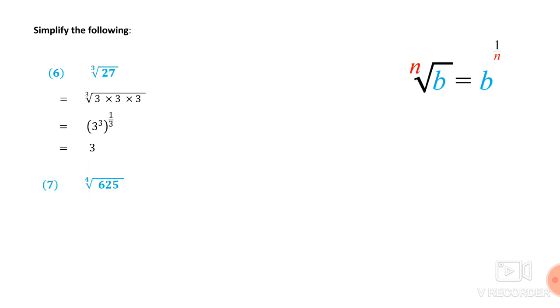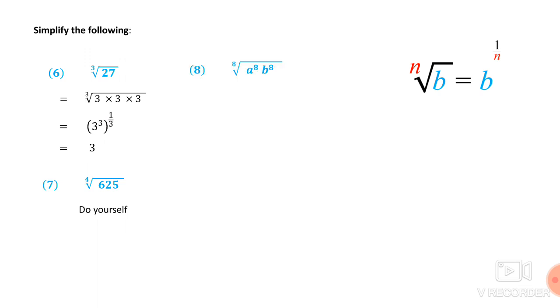Part 7, fourth root of 625. First of all, make the prime factors of 625, then write them as a power, then apply 1 upon 4 power over it and simplify it. You will get the answer, exactly the same way as you did question number 6.